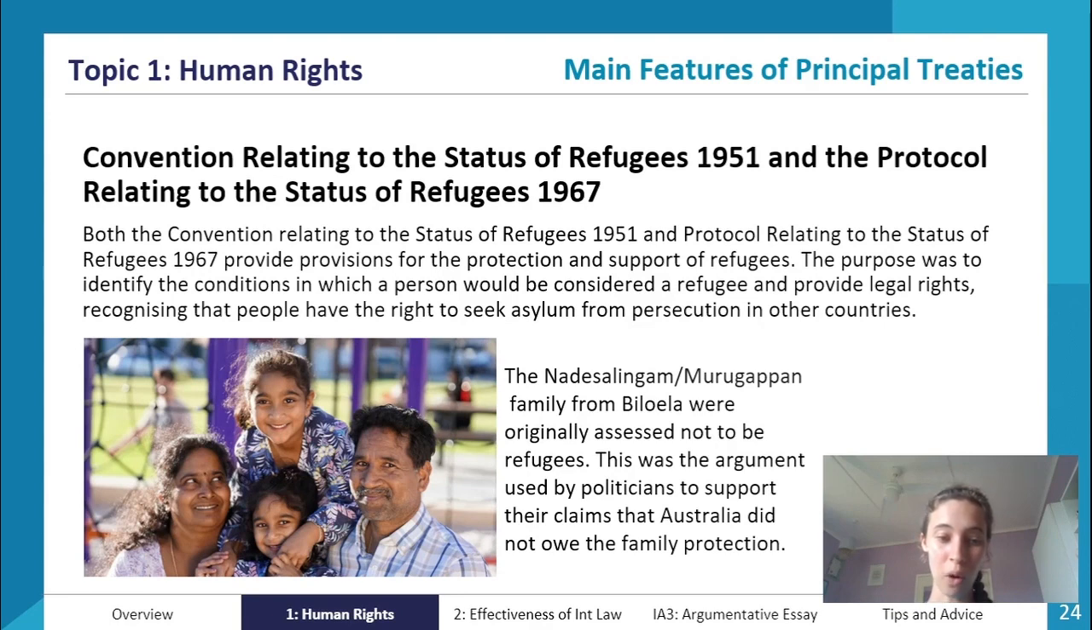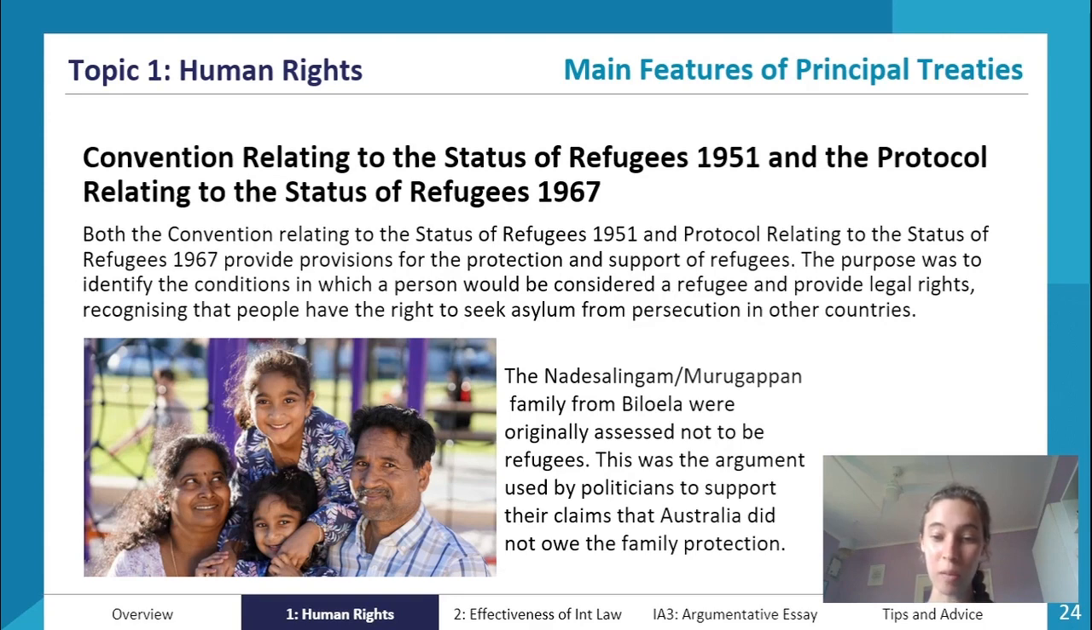So, all of those other rights in mind, if you have a right to life and a right to dignity, it all relates, it's all interrelated because refugees are people too, so they deserve those same human rights and that same treatment.